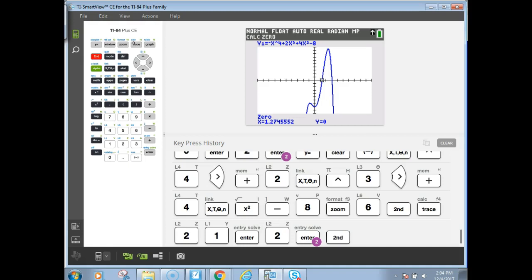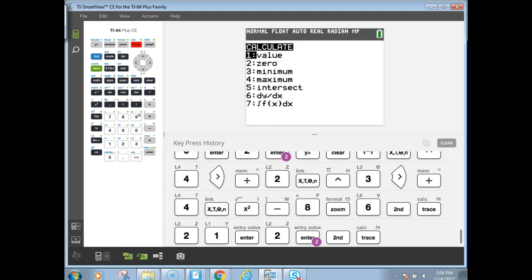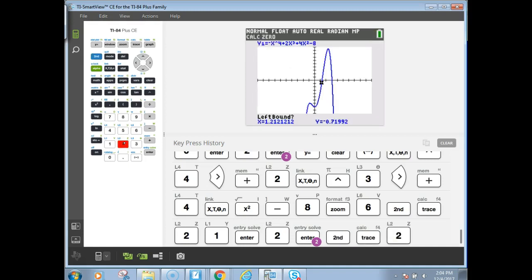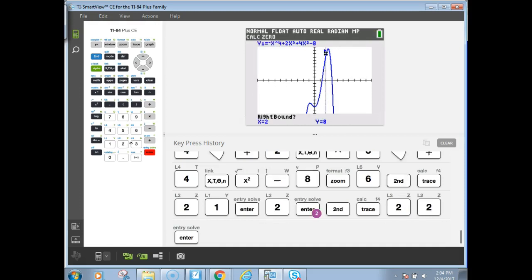So now I'm going to go second, trace. The other zero, choice 2, is between 2 and 4, so I'm just going to hit 2, enter, 4, enter, enter, and there we go for the other one, 3.03. I thought it was going to be 3. It looked like it, but we need to go looking in the grapher and make sure we calculate it. 3.03.